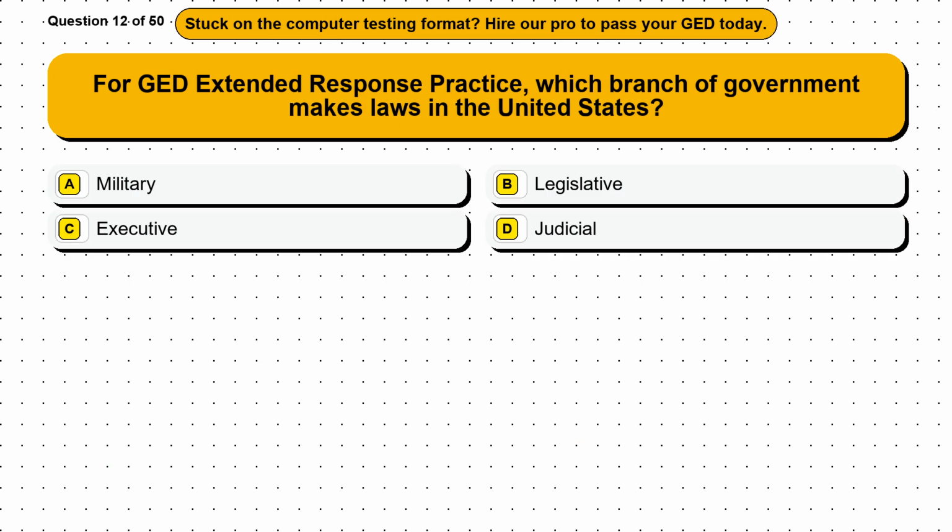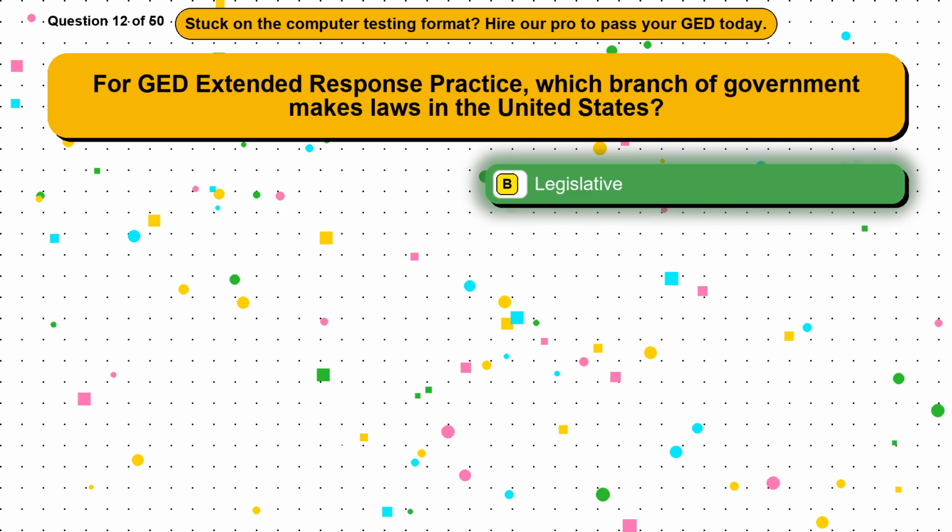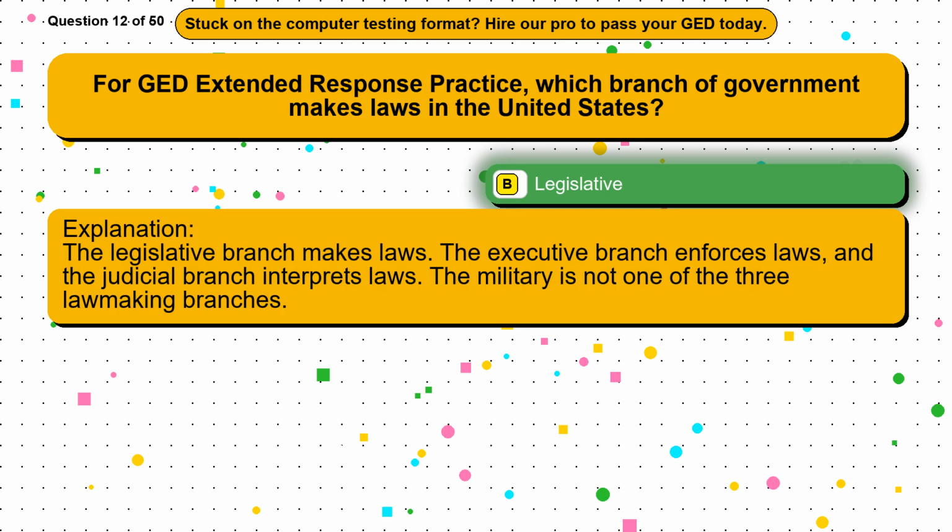Question 12. For GED Extended Response Practice, which branch of government makes laws in the United States? Option A, military. Option B, legislative. Option C, executive. Option D, judicial. The correct answer is option B. Legislative. The legislative branch makes laws. The executive branch enforces laws, and the judicial branch interprets laws. The military is not one of the three lawmaking branches.